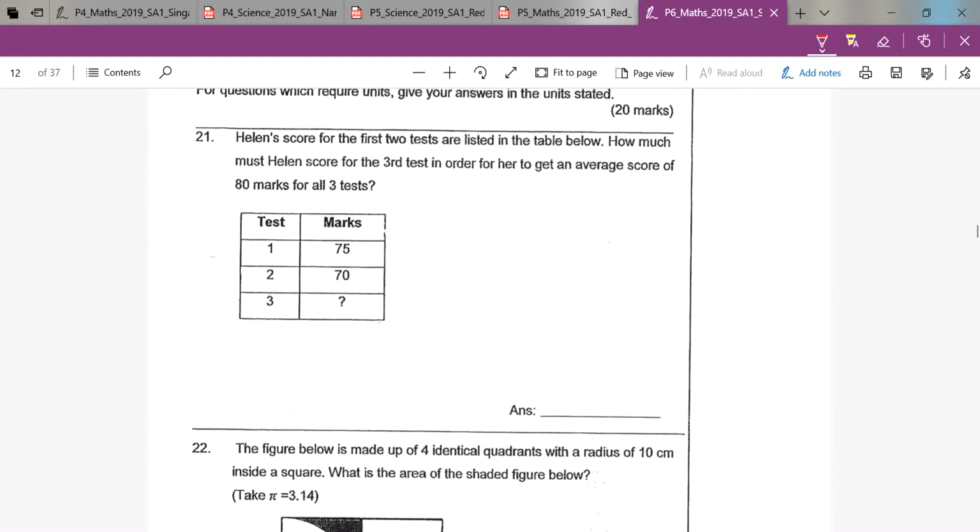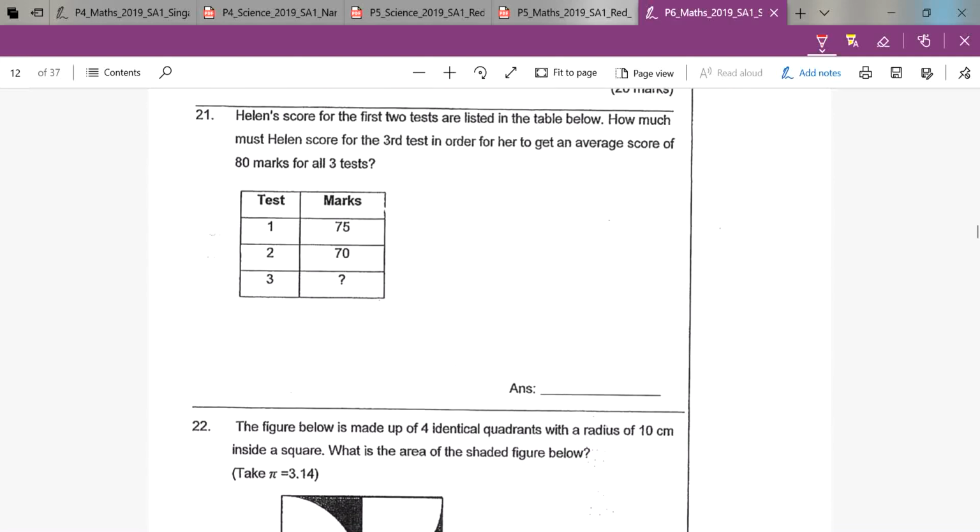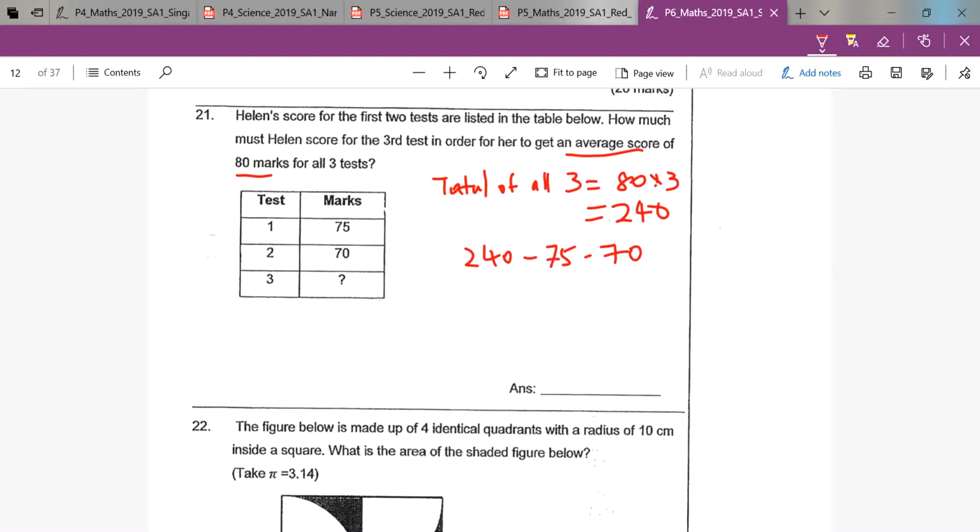Question 21. Helen's scores for the first 2 tests are listed in the table below. How much must Helen score for the third test in order to get an average score of 80 marks for all 3 tests? The average score is 80 marks, which means the total of all 3 tests is 80 times 3, which is 240. So you just use 240 minus the first one minus the second one. You should be able to get the answer of 95.